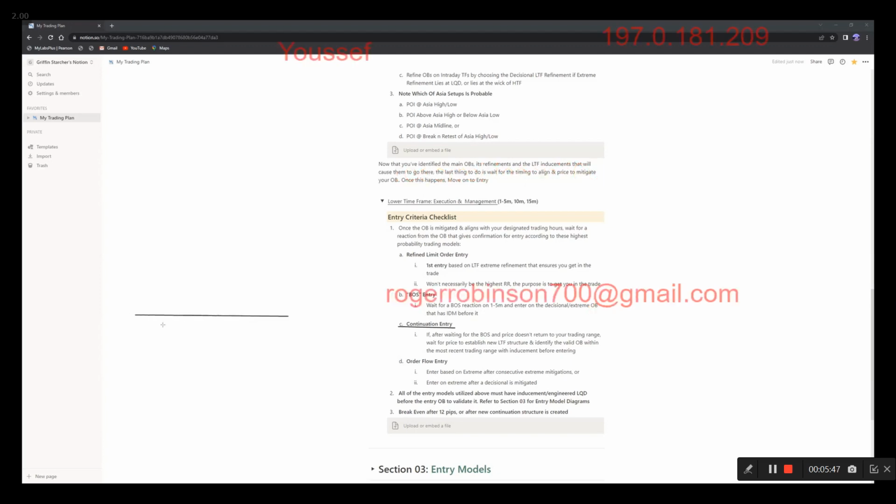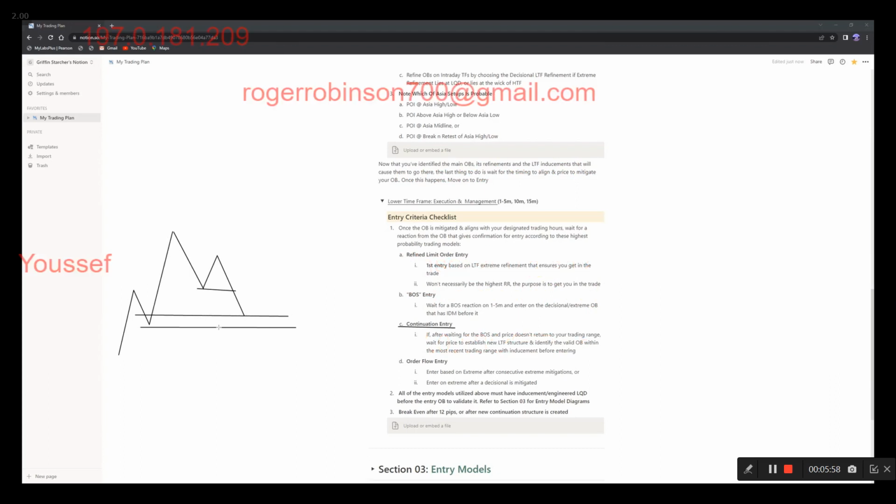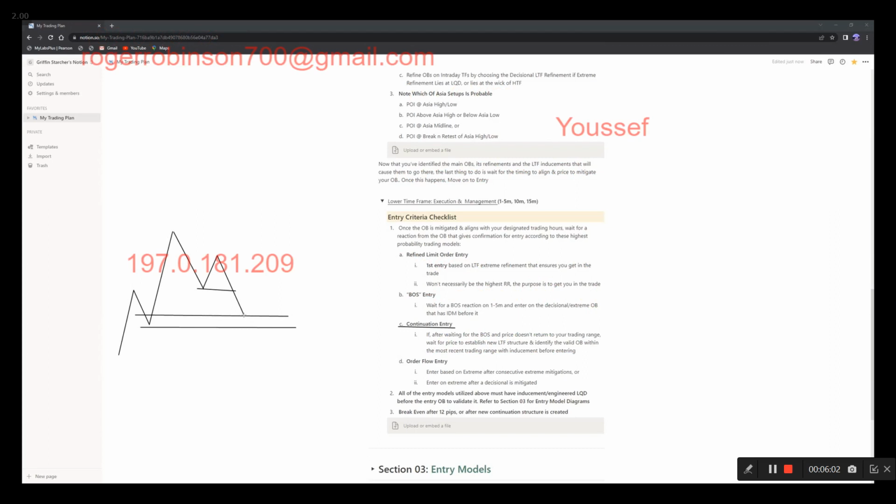So what I mean by this, if you have your higher time frame order block right here, and let's say that you have some form of inducement here, and then price does this. Well, now, if this is where price mitigates, if you guys can mark on the chart, where are the first two areas price needs to go? After mitigating here, where are the inducements?